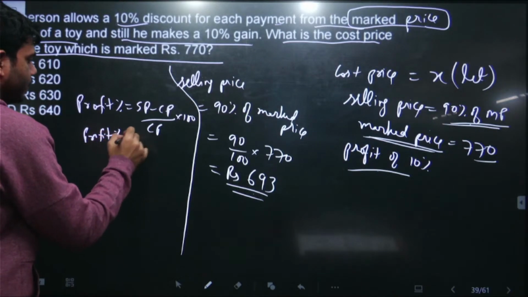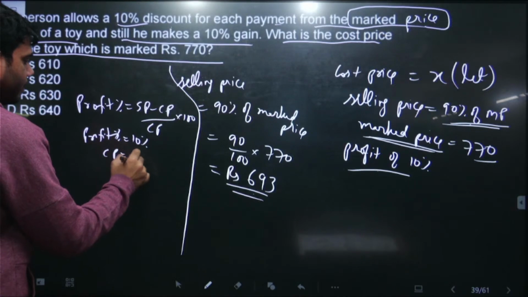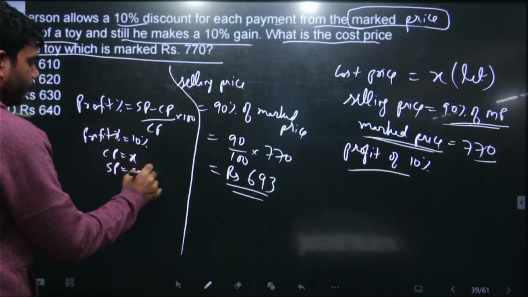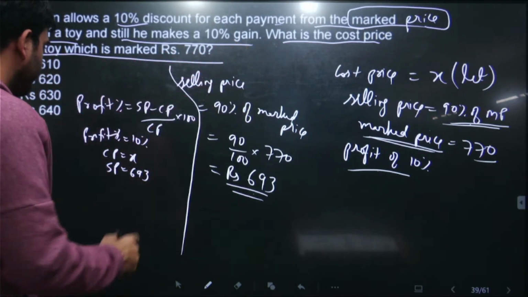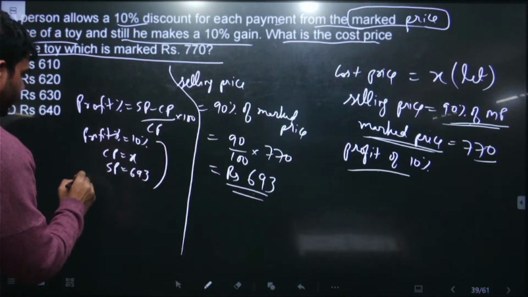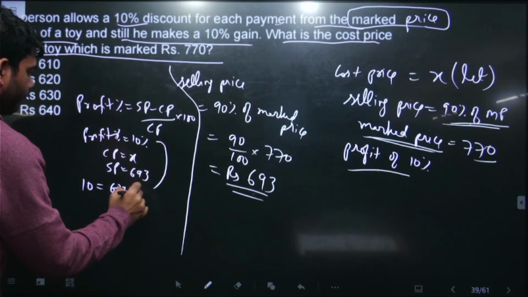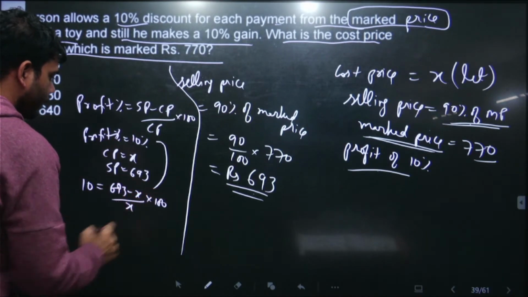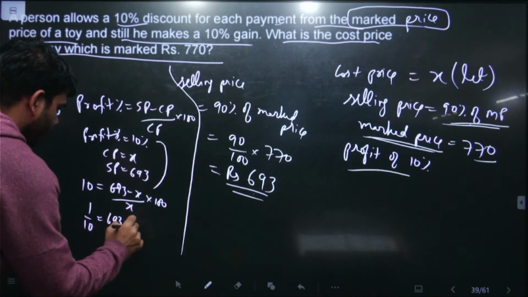We know profit percent is 10%, cost price is X and selling price is 693. We need to find the value of X. This is what we have to find: what is the cost price? So directly putting this value in the formula, we will get 10% is equal to 693 minus X upon X into 100. 1 by 10 is equal to 693 minus X upon X.